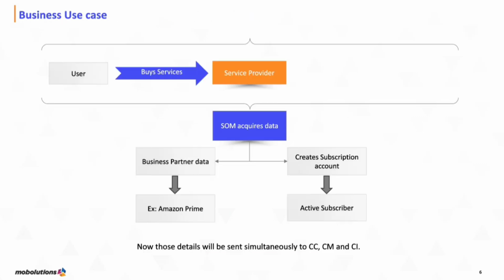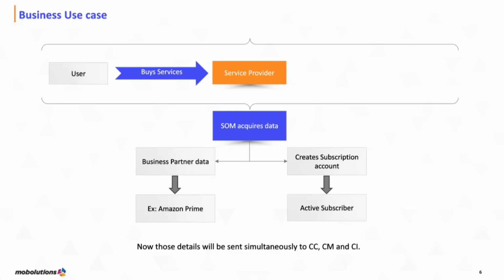Let's take an example of one of the business use cases where a user is going to buy a service from a service provider. For example, we can take Amazon Prime. Whenever you purchase the subscription, your subscription account will be created and you are considered an active subscriber, which is all done by your SOM acquired data. And similarly, once you place any order or start streaming any web series or movies, it creates a usage record as well at the backend.